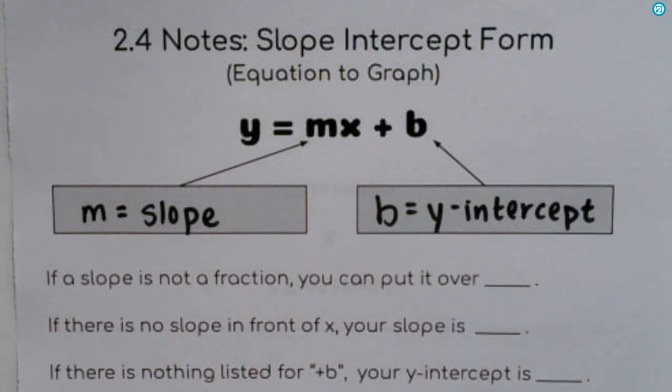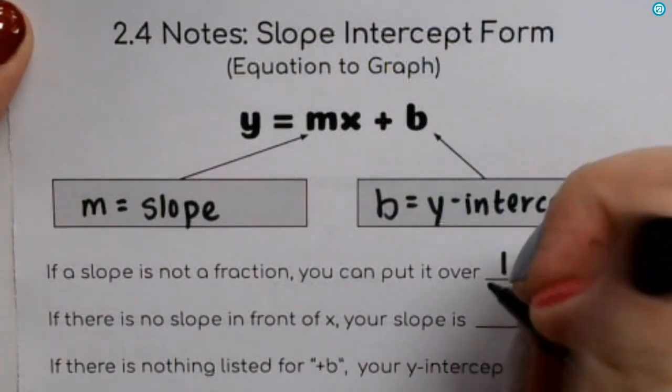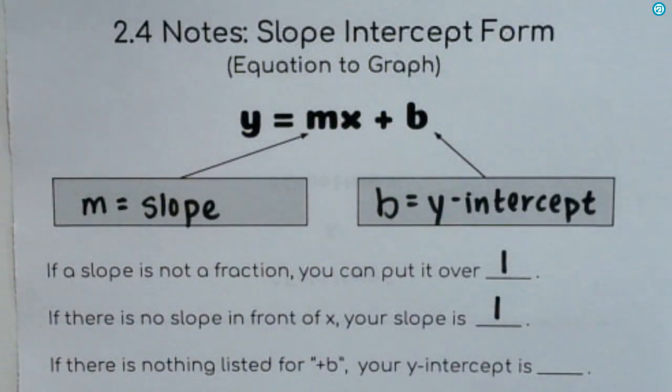We've got a few little hints of what happens when things don't go perfectly. First of all, if your slope is not a fraction, so let's just say it's y equals 2x plus 4, that 2, in order to make it a fraction, we can put it over 1. So 2 is the same thing as 2 over 1, essentially. The next one is if there's no slope in front of x. If it just says y equals x plus b, there's an imaginary 1 there. So if it has to do with the slope, essentially you can add in those imaginary 1s.